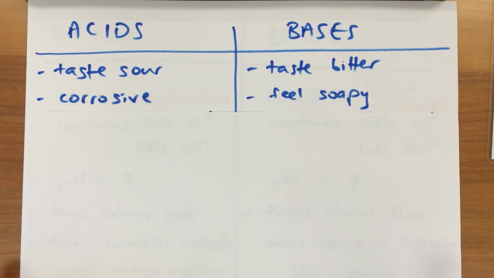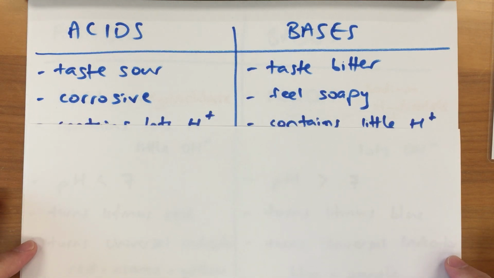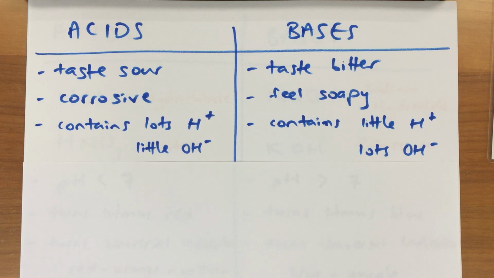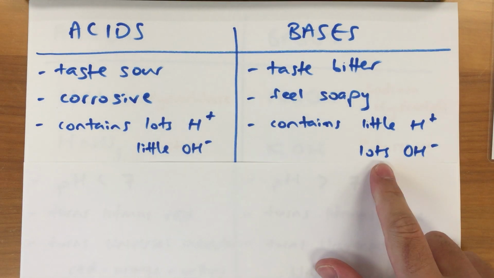Getting into the slightly more detailed chemistry side of things, you hopefully would have learned that acidic and basic substances contain different types of ions. They contain H+ and OH-. And it all depends on how much of each of those ions they contain as to whether the substance is actually acidic or basic. So acids contain lots and lots of H+ ions. Bases contain very few H+ ions, hardly any at all. And when it comes to OH-, acids contain very little OH-, and bases contain lots of it.